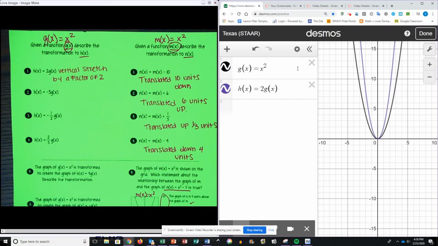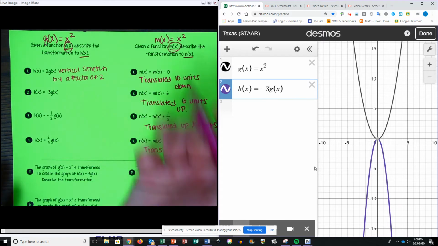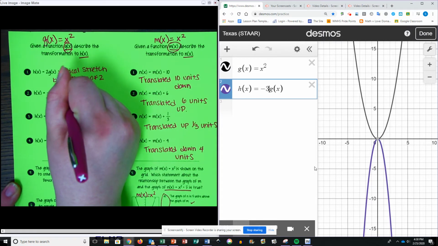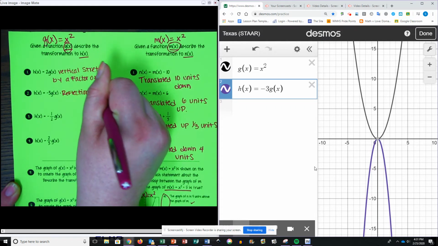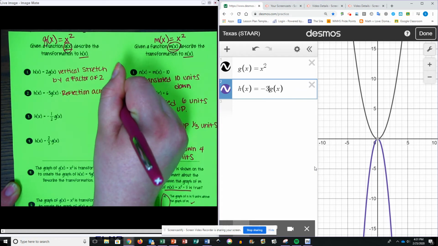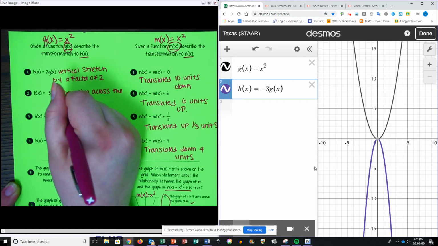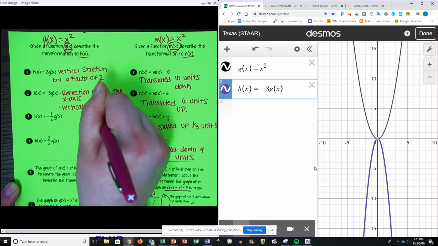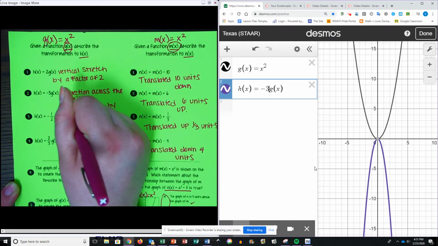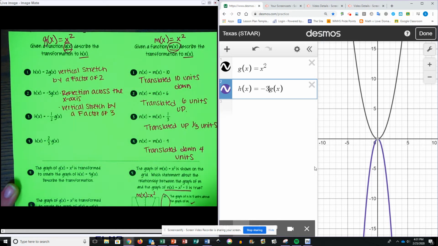But that negative is going to do something different. So let's type it in. If I type it in as a negative 3, notice that this gave me a reflection. So we'll say it has a reflection across the x-axis. And it had a vertical stretch by a factor of 3. Okay, it still got narrower.